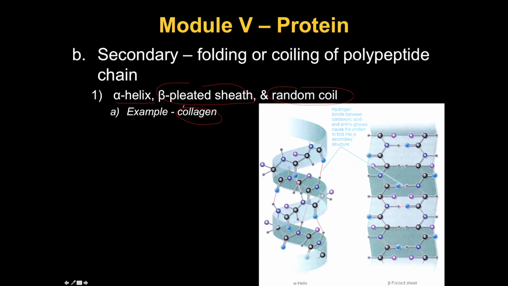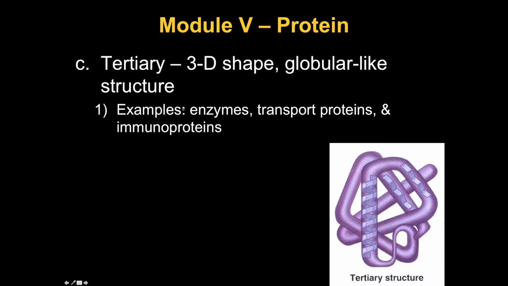upon that collagen. Protein also exists in a tertiary structure. It takes on a 3D shape. It's globular-like. Enzymes and transport proteins and immunoproteins typically have a tertiary structure. So we're getting more and more complex here as far as the structure is concerned.